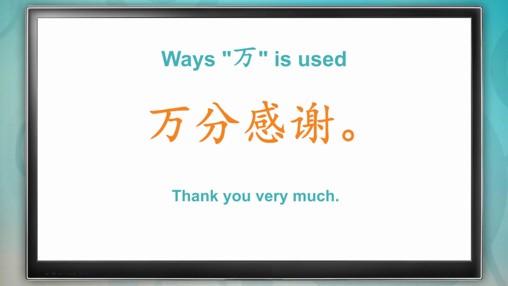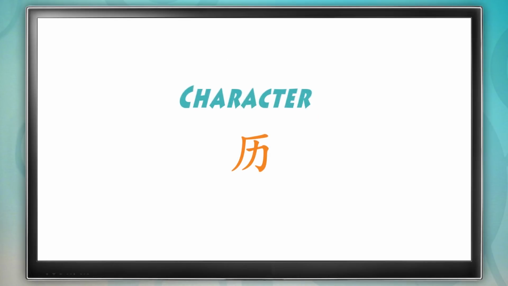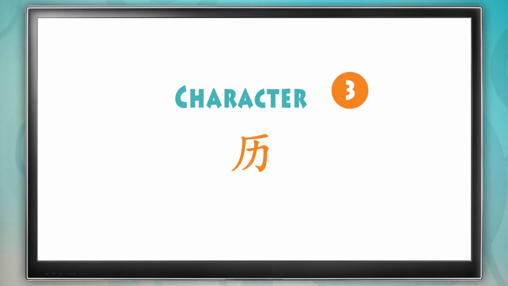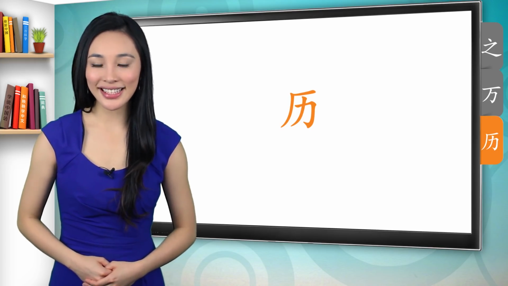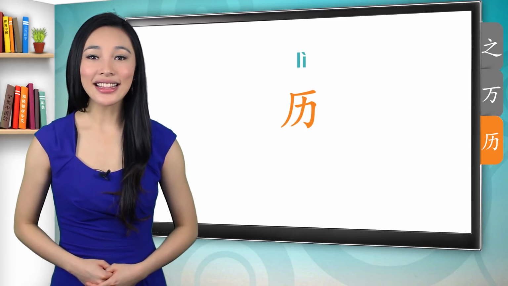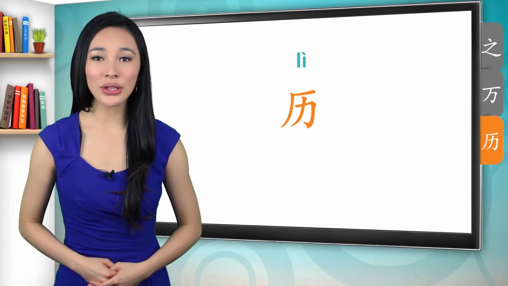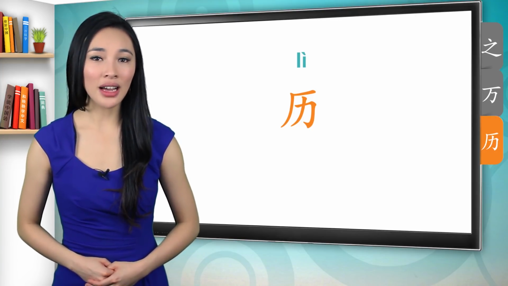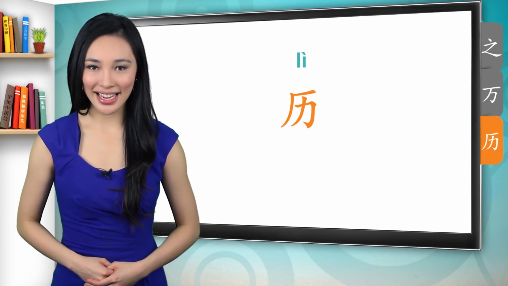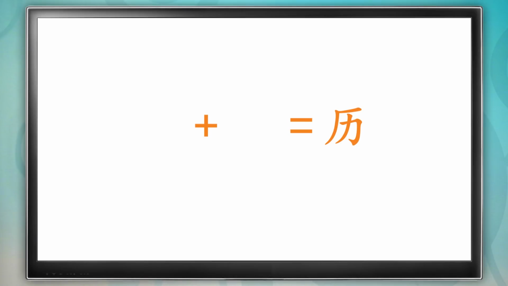All right, now let's take a look at character number 3. Our last character for this lesson is 历. This is a character that's almost never used by itself. You will often see 历 in compound words where it takes on different meanings. 历 breaks down into 2 parts, 厂 and 力. Do these parts look familiar?